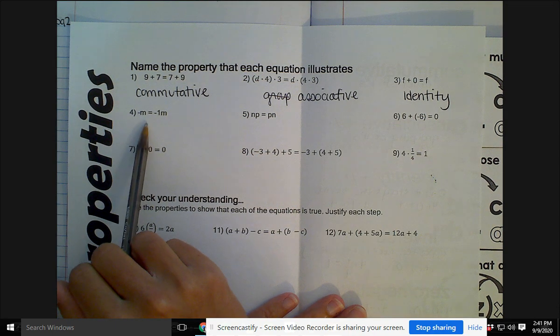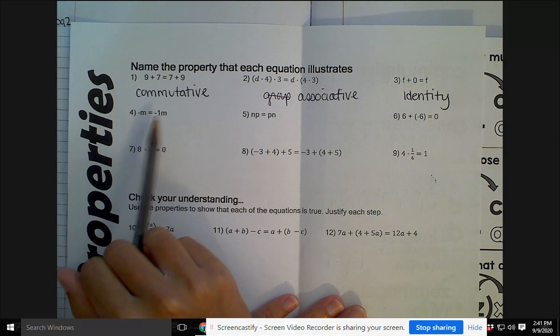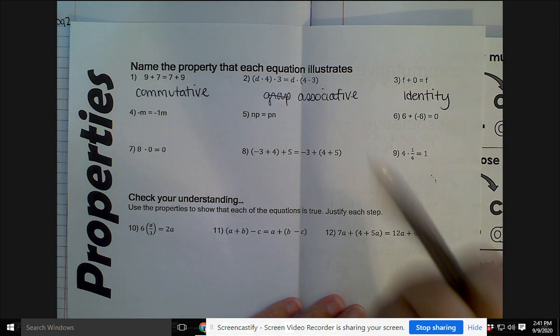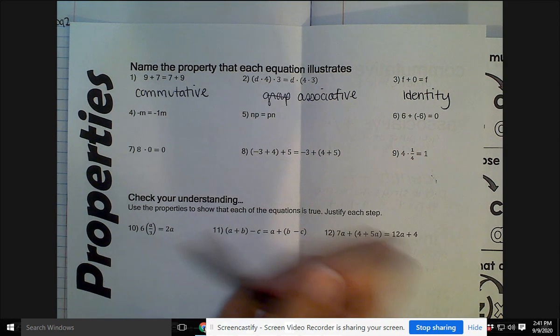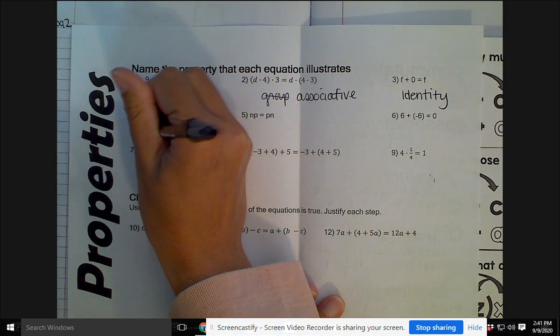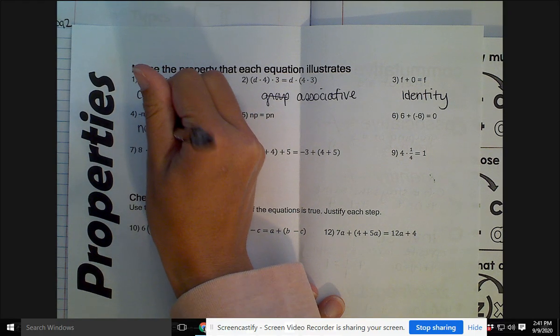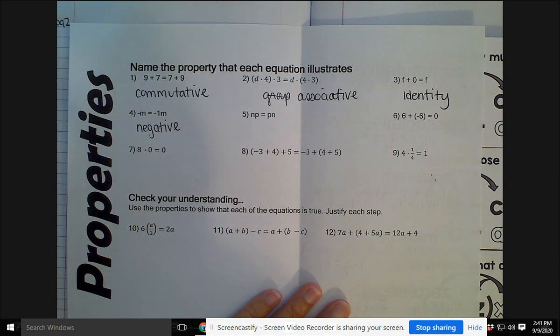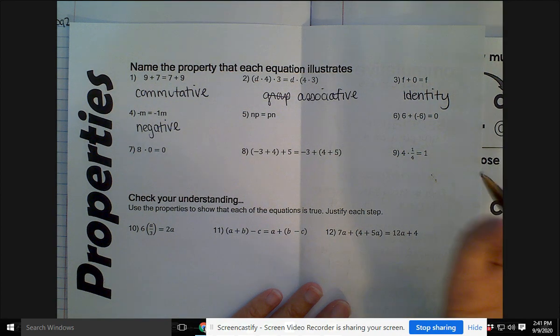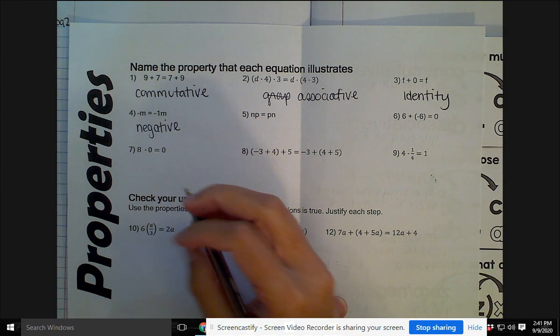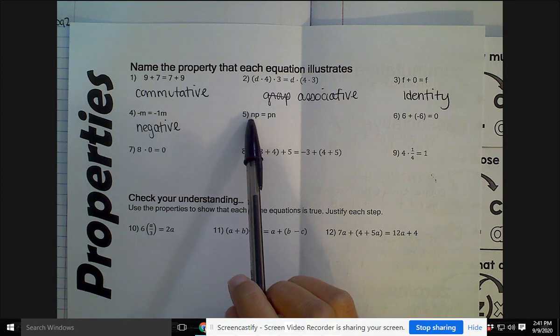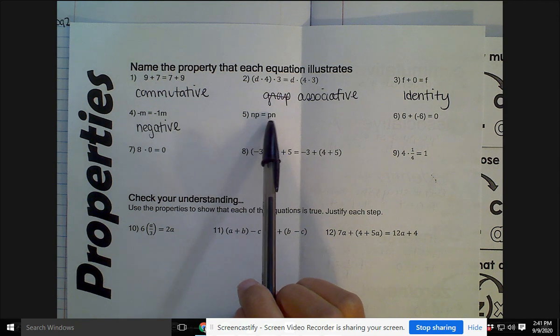Okay, number 4, we have -1 smashed up against an m, which implies multiplication, and that's just -m. So this is that negative property that only exists for multiplication, which just helps us to know that if I multiply by a -1, we're always just the opposite. If we look at number 5 here, we have NP and PN.